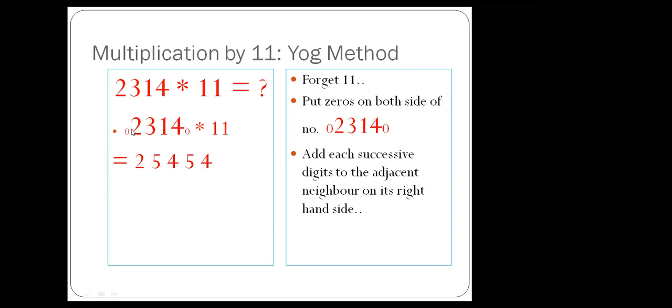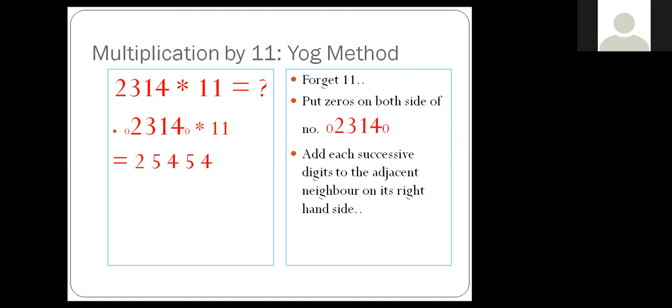So start: 0 plus 2, 2. 2 plus 3, 5. 3 plus 1, 4. 1 plus 4, 5. And 4 plus 0, 4. So this is your final answer. Hope the things are clear. We will solve the same problem with one more example so that things will be clear to you. It's simple addition.